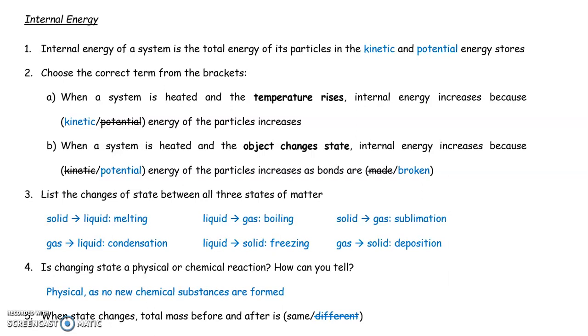When a system is heated and temperature is rising, internal energy is increasing because the kinetic energy of the particles increases. We're giving energy to the particles, which is making them move faster. That's increasing the temperature. When a system is heated and the object changes state, internal energy increases because the potential energy of the particles increases. We're breaking the bonds and the intermolecular forces. So energy in a change of state doesn't go into making the particles move faster. It goes into making the particles move further apart. It's changing the state.